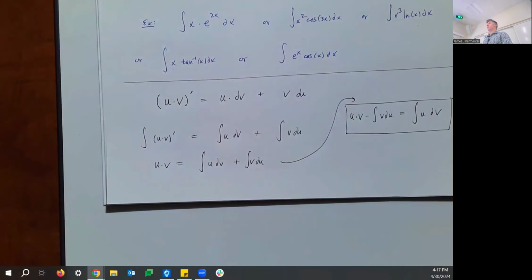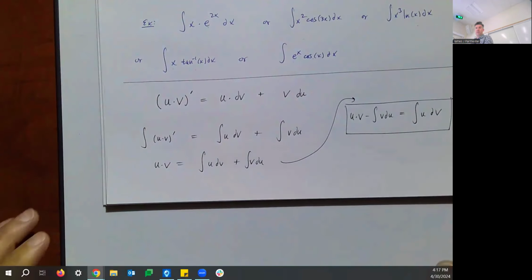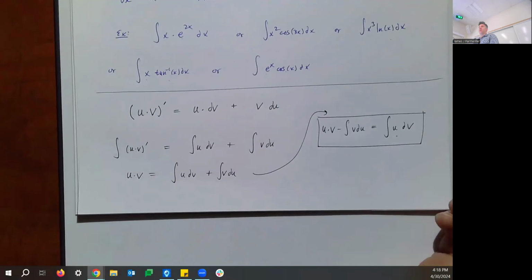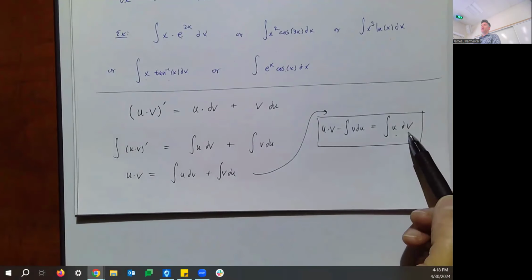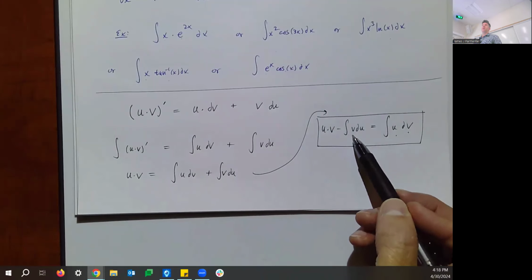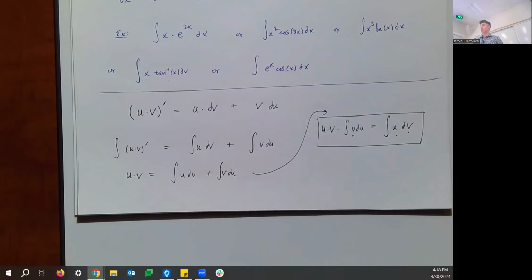The idea behind integration by parts is that we're starting with the right-hand side here. You're going to have some awful integral of u times dv. The whole idea is that we're going to rewrite it so that we have a new integral that we're still going to have to integrate, but that's going to be easier to deal with. That's the whole purpose of integration by parts.